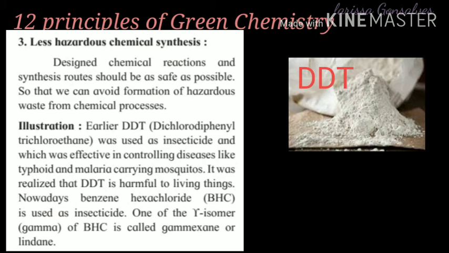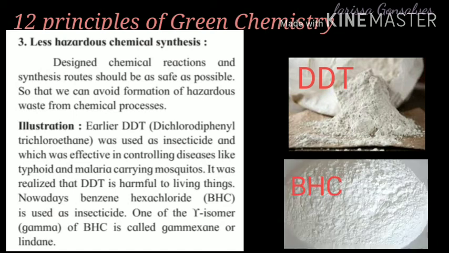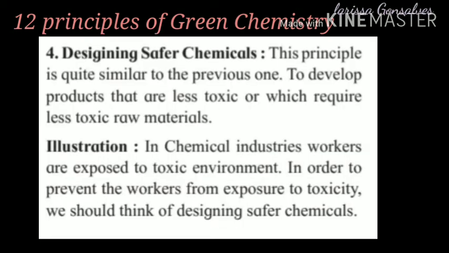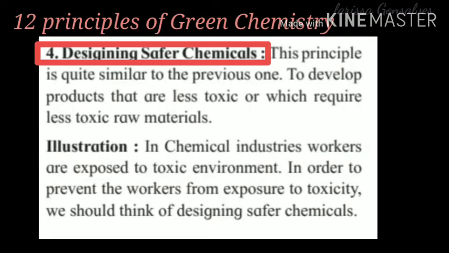It was very much effective in controlling diseases like typhoid and mosquitoes causing malaria. However, it was realized that DDT was very harmful to living beings and hence it was banned. So nowadays BHC, that is benzene hexachloride, is used as an insecticide. BHC is prepared from gamma isomer called gammexane or lindane. Fourth principle is designing safer chemicals.